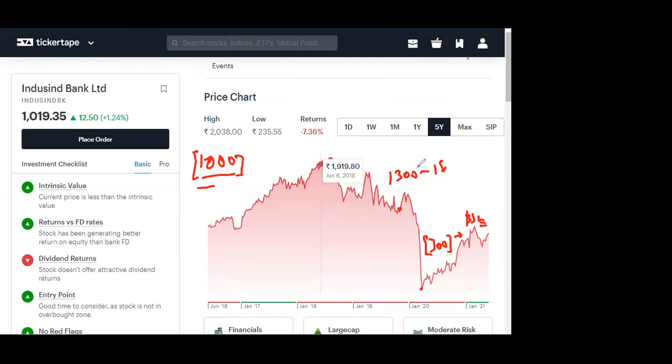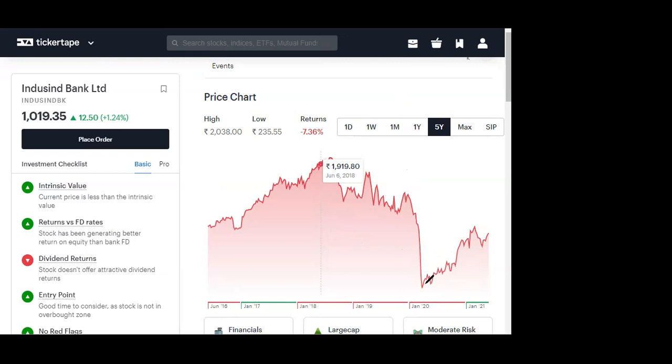Now, this poor person is me, who bought at 1300. And it went all down to 265 rupees, and I was scared. I did not buy lots of stocks. But that's why I'm saying that this taught me a lot of things.